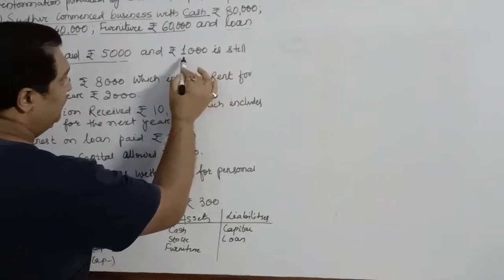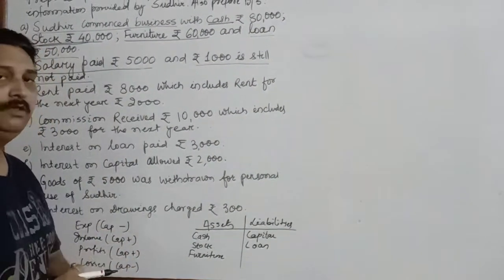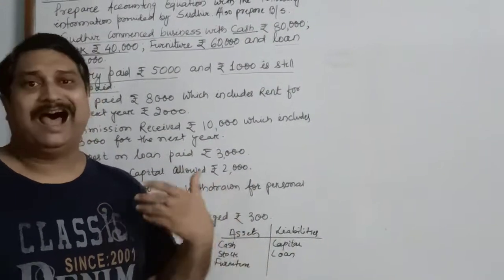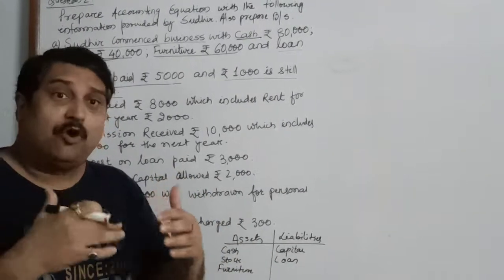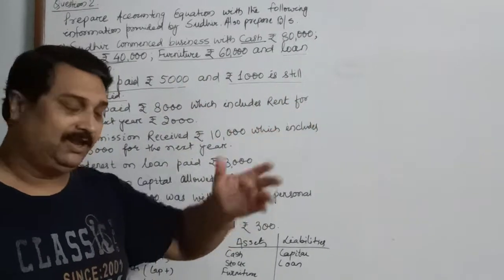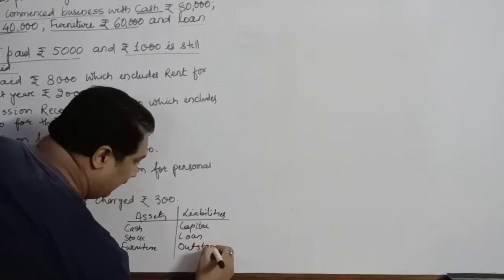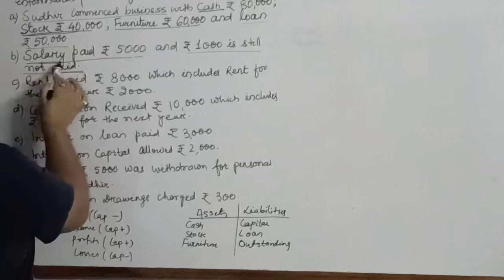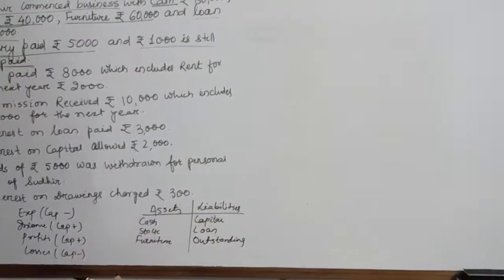The next part is rupees 1,000 is still not paid. Children, any expense which is not yet paid is called outstanding expense, and we have not yet paid. We will pay it in future, so it becomes my liability. So on the liability side, I will write outstanding, and at the same time, what have I not paid? Salary. What is salary? It is an expense. It will reduce my capital.